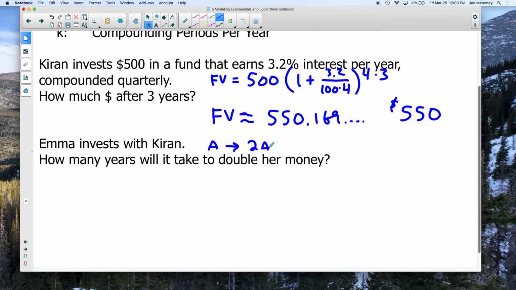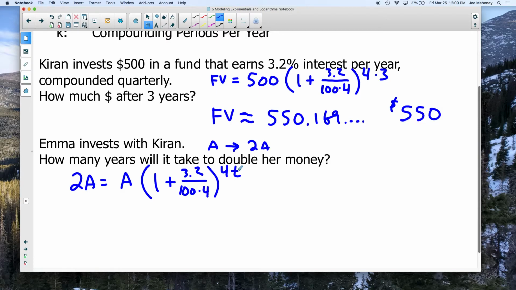Watch what I'm going to do here. I'm going to plug in that future value, 2A. The present value is A. And I know you're saying, wait, there's no numbers there. You don't need numbers if you know what's going on. Check this out. Now I'm going to do my 1 plus 3.2 over 100 times 4 to the 4t power.